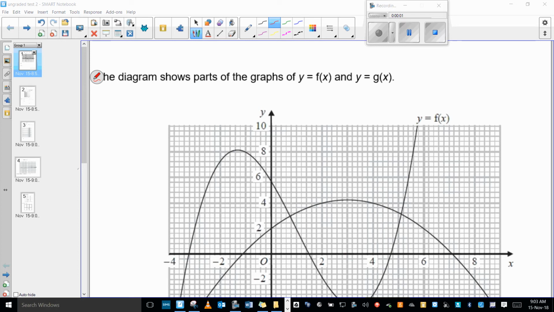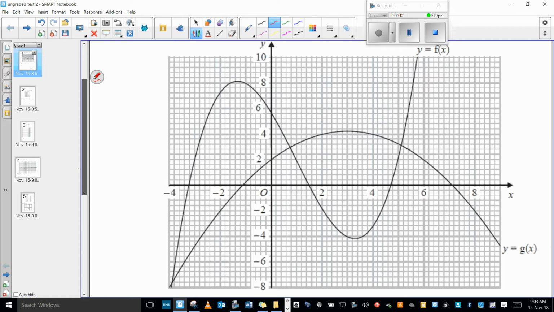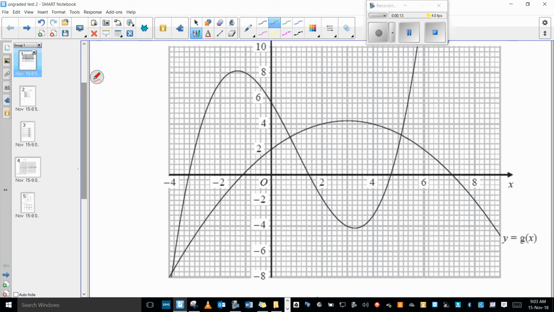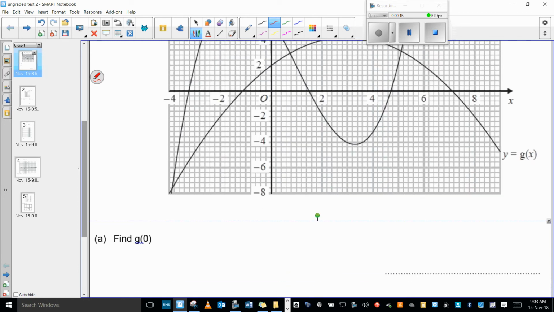Yes. So the direction is part of the graph f(x) and g(x). Okay, so we've got two graphs. They're clearly labelled f(x) and g(x). First question says find g(0). We need to appreciate what that actually means. Do you know what that means?